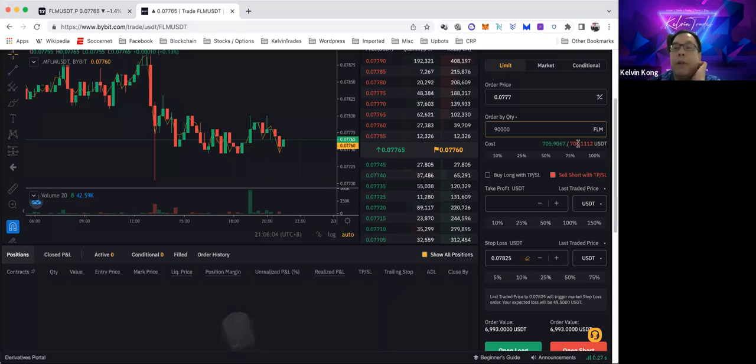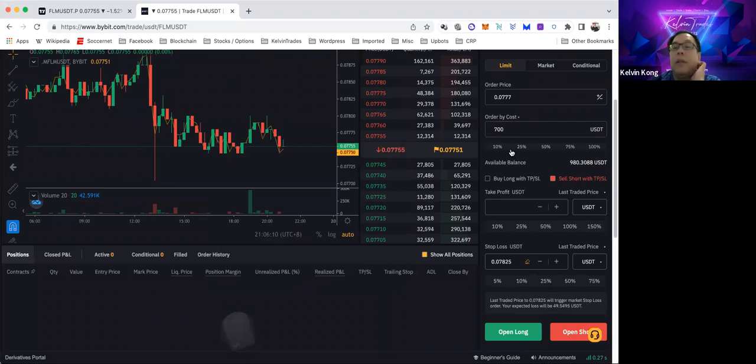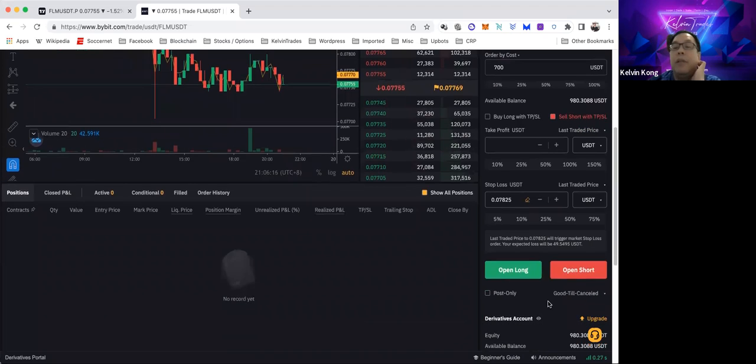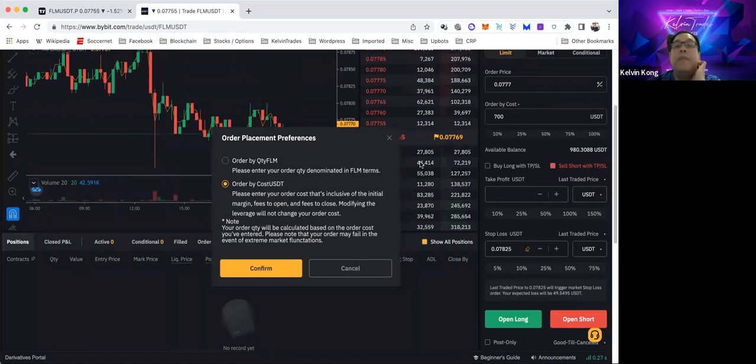You get a point? Okay, got it. But if you change to US dollars, then your cost is $700. But it doesn't show the position size. That's why I don't like to use USDT. Okay, it's individual preference, guys. Up to you. You want to use order by cost USDT or order by quantity, it's personal preference.